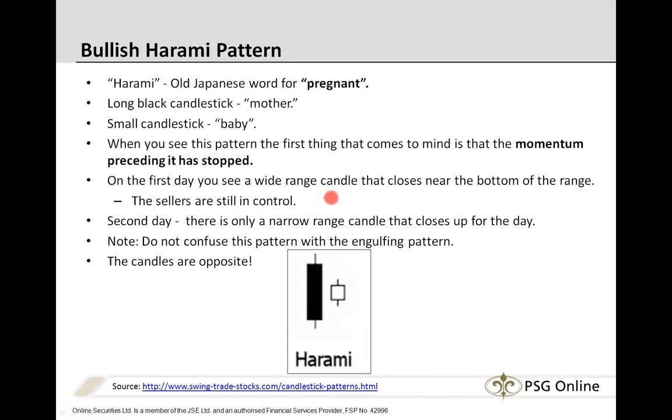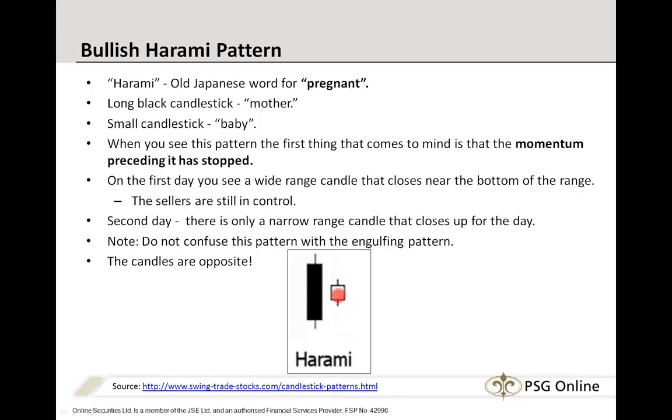Then we have a Harami. Now, Harami is the term there. The Japanese term means pregnant. So the previous day, the first day, is the mommy. That would be the mother. And the short body or the small body the next day, when it's within that range, is the baby.